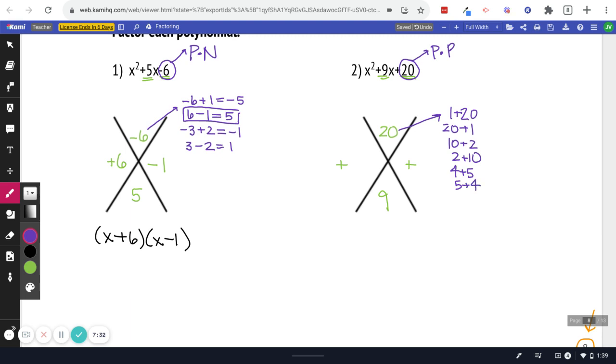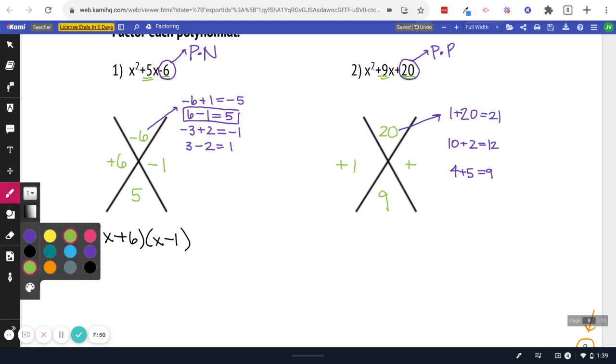Right? And what I want you to see here is really I only needed to check a couple of them, because when they're both positive, the result's going to be the same no matter the order. So if we want to make a 9, 4 and 5 is what gets the job done. So that means we're going to fill in the sides as plus 4 and plus 5. And that is going to be x plus 4 and x plus 5.